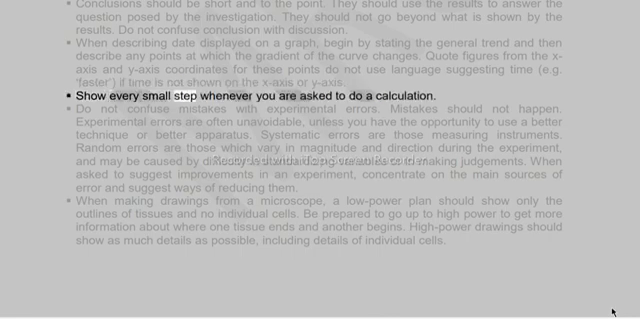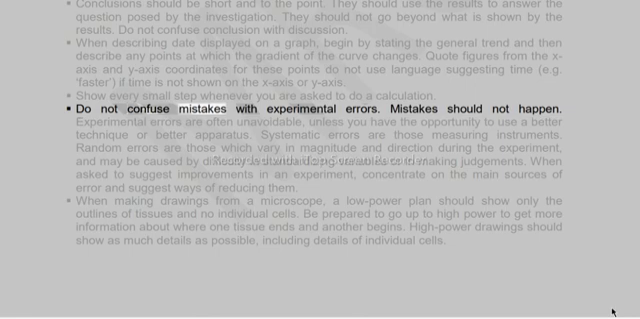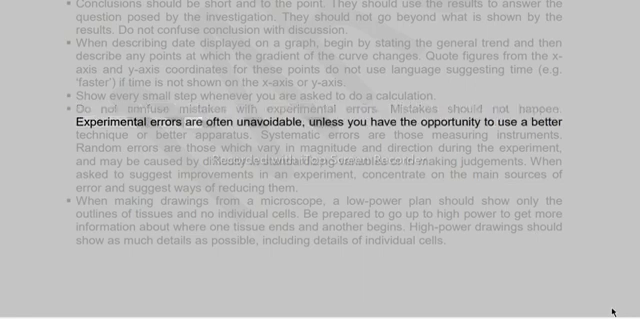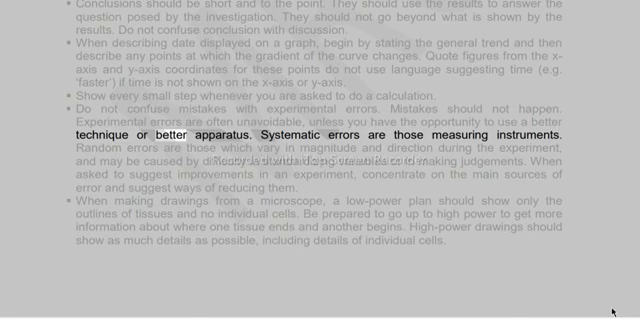Show every small step whenever you are asked to do a calculation. Do not confuse mistakes with experimental errors. Mistakes should not happen. Experimental errors are often unavoidable, unless you have the opportunity to use a better technique or better apparatus. Systematic errors are those caused by measuring instruments.